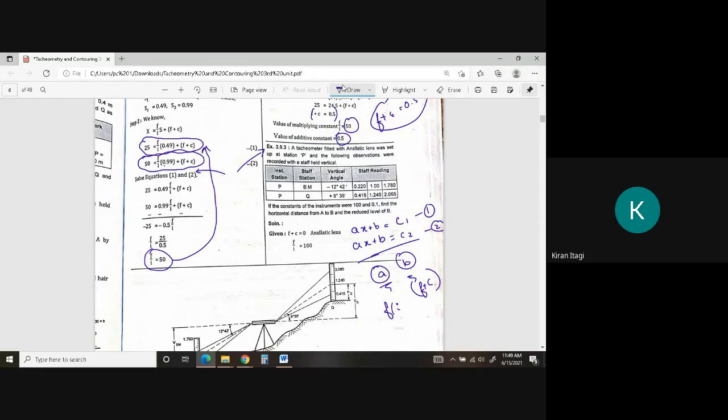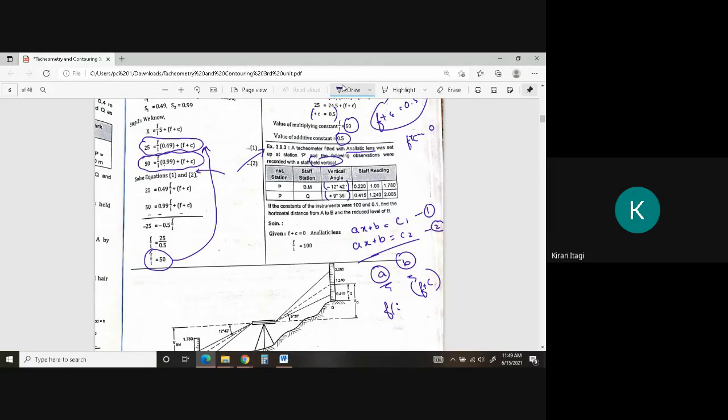Another type of numerical. A tacheometer fitted with an anallactic lens, he is saying that anallactic lens means f plus c will be equal to 0, was set up at station P, and the following observations were taken with the staff held vertical. See here, the staff is held vertical, but the line of sight is not horizontal. You can see the vertical angles are there. This is the second case.